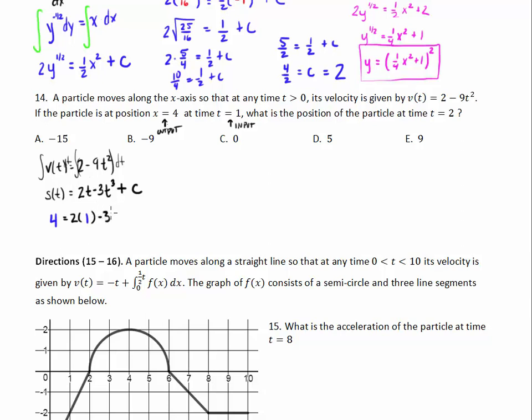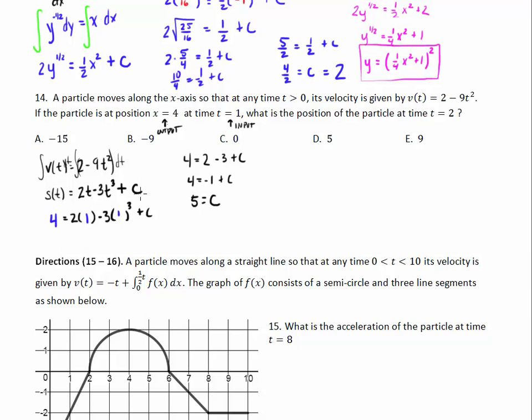So plug in 1 for t into both of those spots, and we'll simplify. So we got 4 equals 2, 1 cubed is 1 times negative 3 is negative 3, plus c. 2 minus 3 is negative 1, so 4 equals negative 1 plus c. So 5 is equal to c. Now be careful. What's the question asking? What is the position of the particle at time t equals 2? So I don't want to circle 5 because that's my c value. That's not my answer.